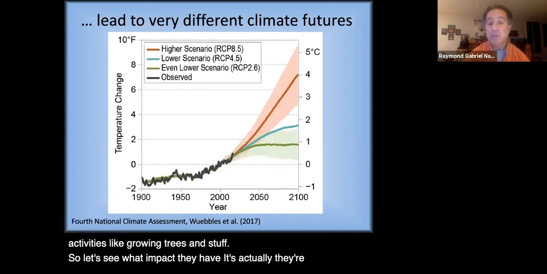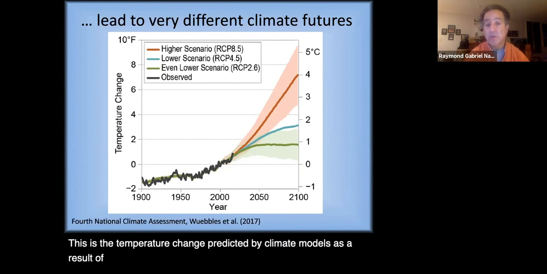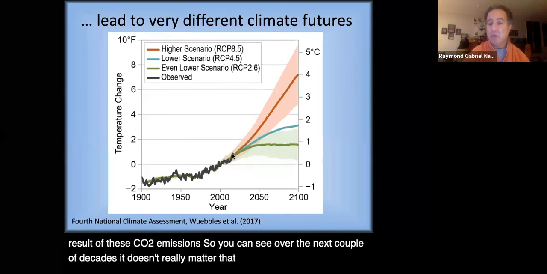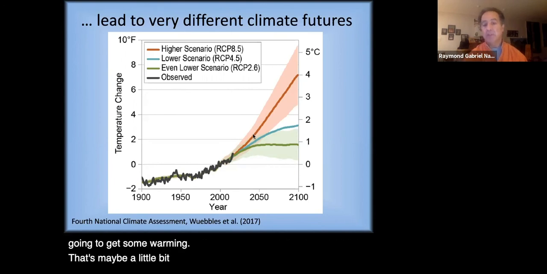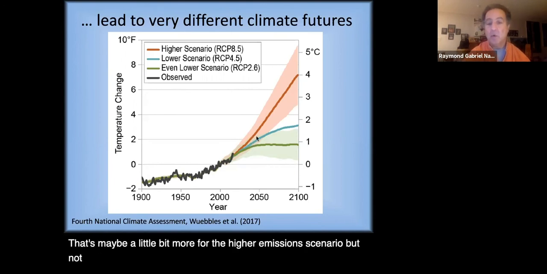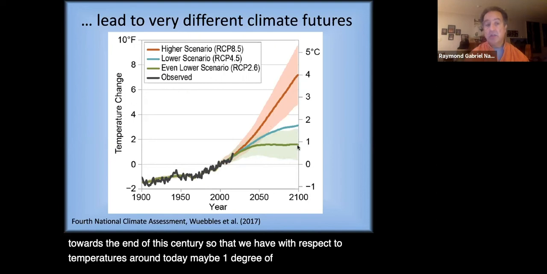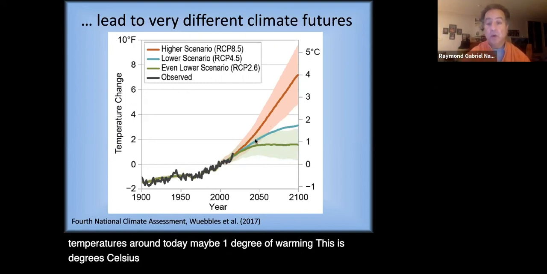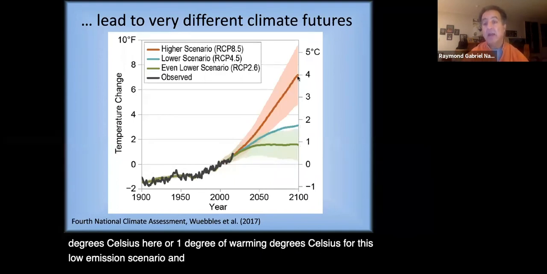This is the temperature change predicted by climate models as a result of these CO2 emissions. You can see over the next couple of decades, it doesn't really matter that much what happens. We're going to get some warming, maybe a little bit more for the higher emission scenario, but not a whole lot more. But then they really start to diverge towards the end of this century, so that with respect to temperatures around today, we have maybe 1 degree Celsius of warming for this low emission scenario, and like 4 times that for the high emission scenario.